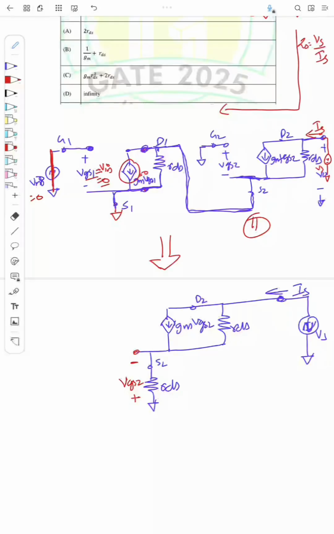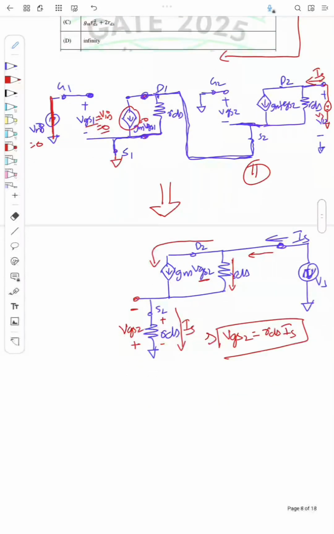Okay, and this VGS2 is here. Now if you carefully see, we have the current Is flowing here. It is split here as gm VGS2, and there is some current flowing through RDS, and again the same current is flowing through RDS. So this is Is. So from here it is clear that, since current is flowing from top to bottom, the voltage drop will be plus minus, right? So VGS2 I can write as RDS into Is.